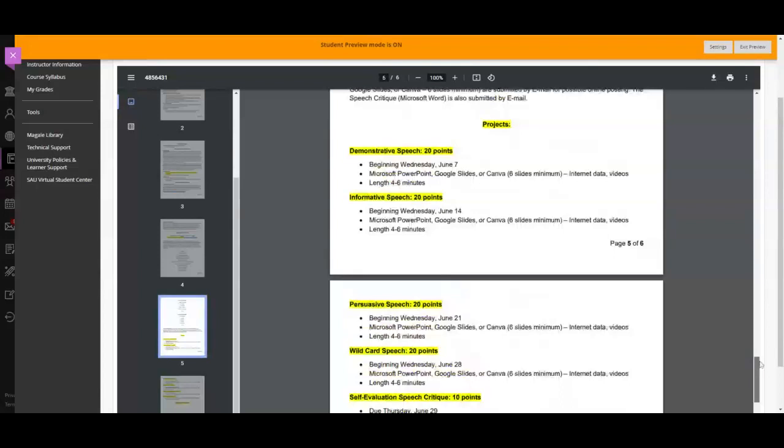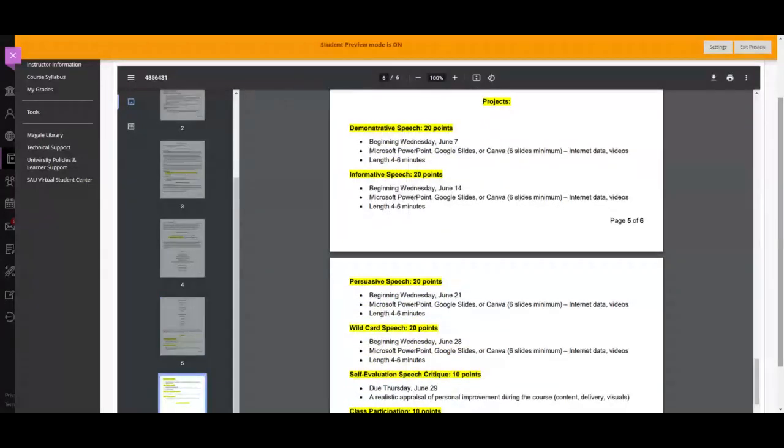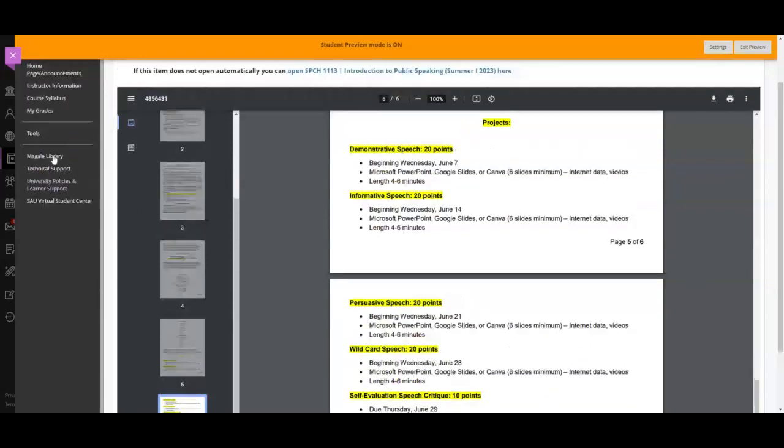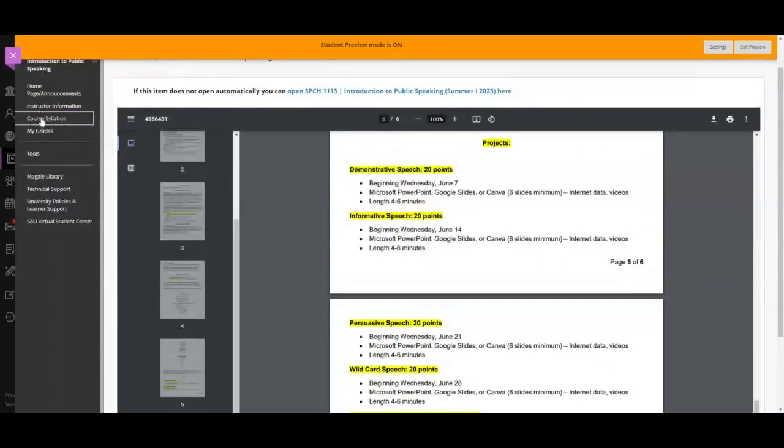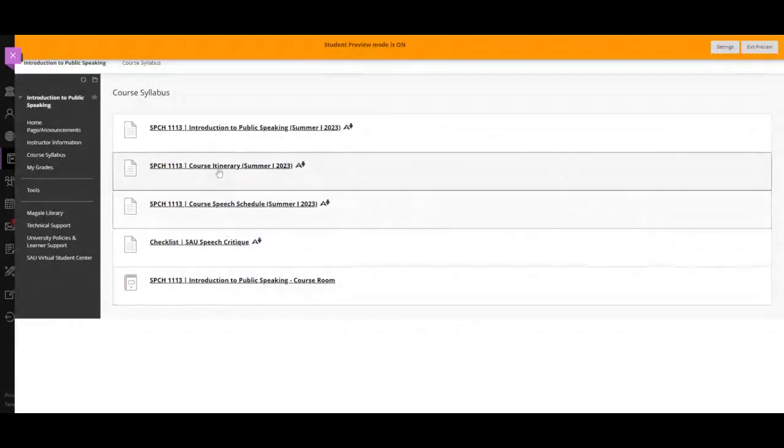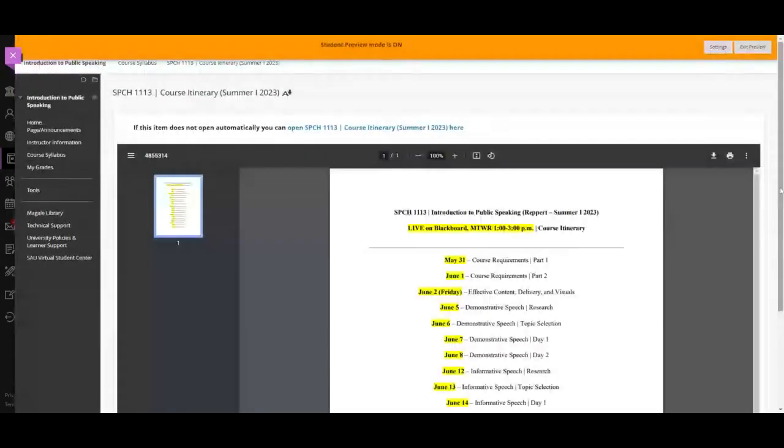So for the demonstrative speech, which begins on Wednesday of next week with day 1, you're going to be utilizing Microsoft PowerPoint or Google Slides or Canva with a minimum of 6 slides, which should get you to about 5 minutes. That shouldn't be an issue. And then with internet data or videos when appropriate, incorporating them into your speech. And I'll be showing you some examples of how people have done that, not only today, but also Monday and Tuesday of next week. So visualize that as we now move on to our focus of the day, which is effective content, delivery, and visuals.